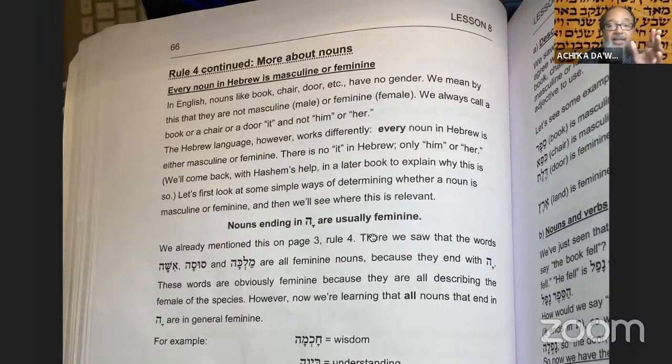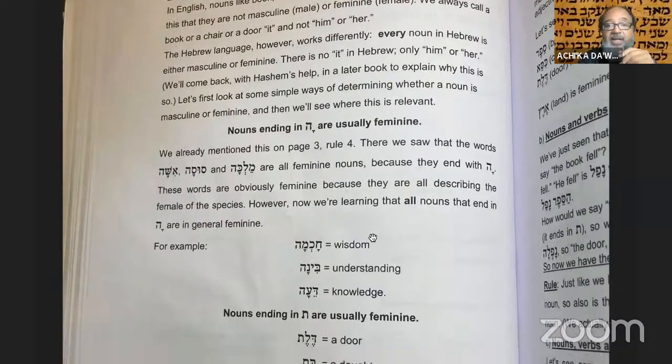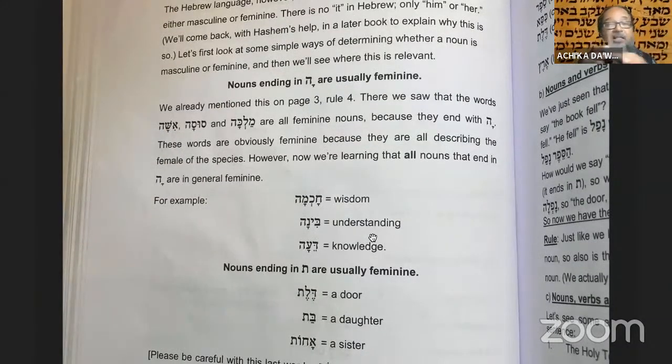It says we'll come back later and they'll tell us in another book on why that is, right? They don't discuss it right now. They're just letting us know for the sake of the lesson, there is no it. There's only male or female. Once we accept that, we'll be okay, okay?